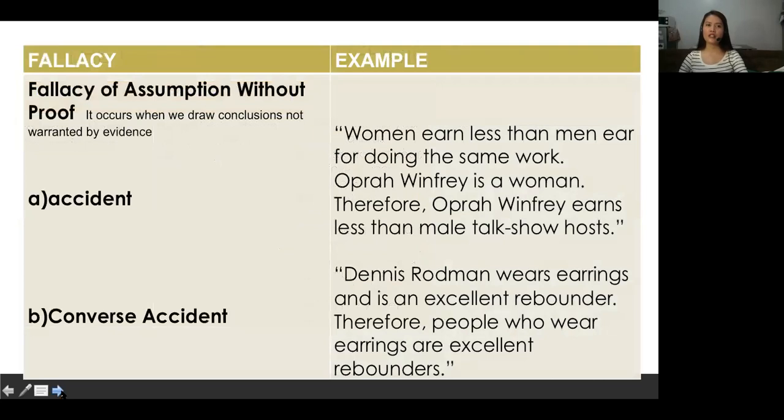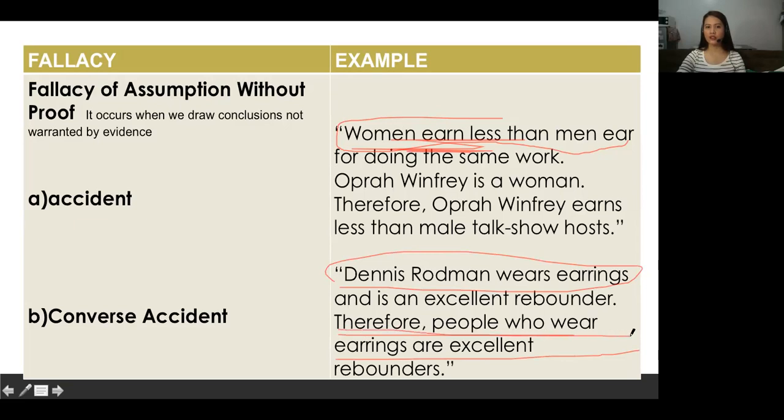Next is fallacy of assumption without proof. So we draw conclusions not warranted by evidence. Okay? So first is accident. Women earn less than men for doing the same work. Oprah Winfrey is a woman, therefore Oprah Winfrey earns less than male talk show hosts. No? So we draw a conclusion here not warranted by evidence na ganun lahat ng babae. While converse accident: Dennis Rodman wears earrings and is an excellent rebounder. Therefore, people who wear earrings are excellent rebounders. So here, nauna naman yung specific scenario bago tayo mag-draw ng conclusion.